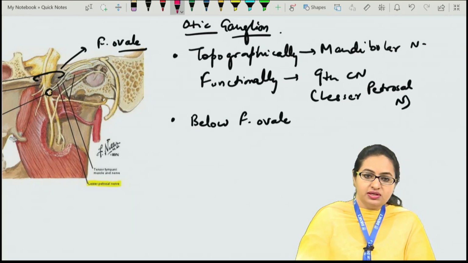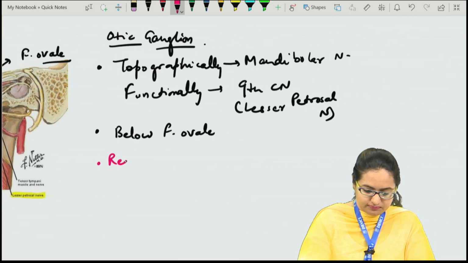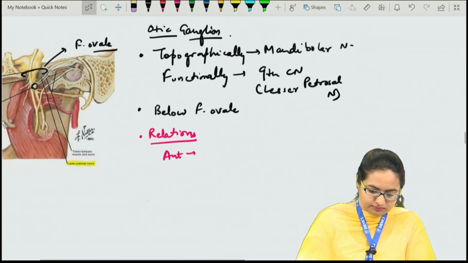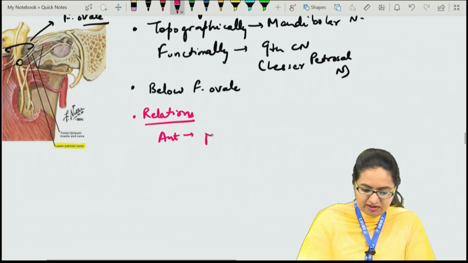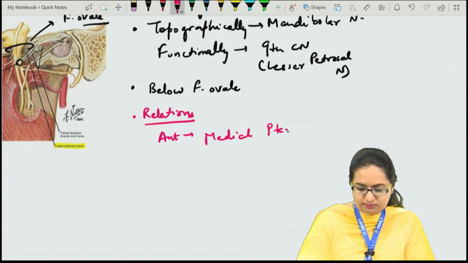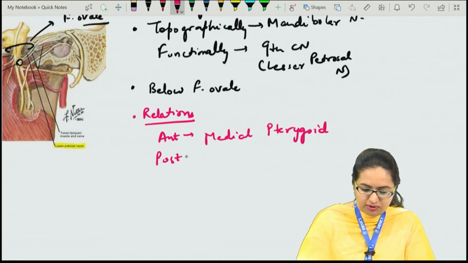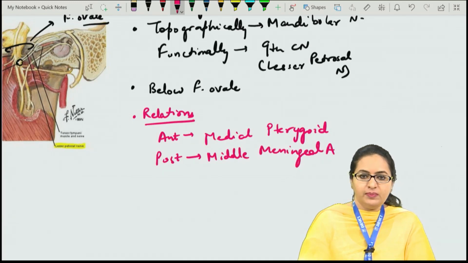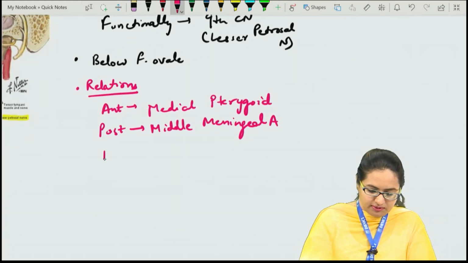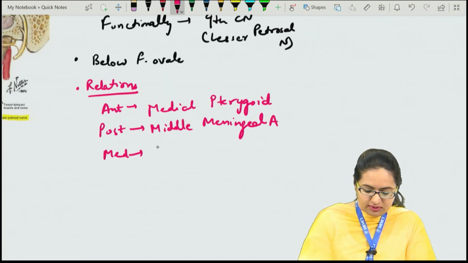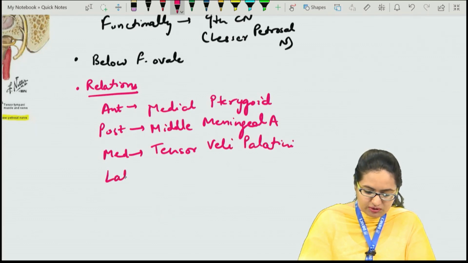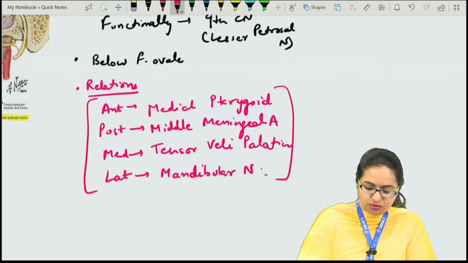Now if we talk about the relations of this otic ganglion, just anterior to it we have the medial pterygoid muscle, and posterior to it is the middle meningeal artery. Medial to the otic ganglion, the tensor veli palatini muscle is present, and lateral to it we have the mandibular nerve. So these are the structures related to the otic ganglion.